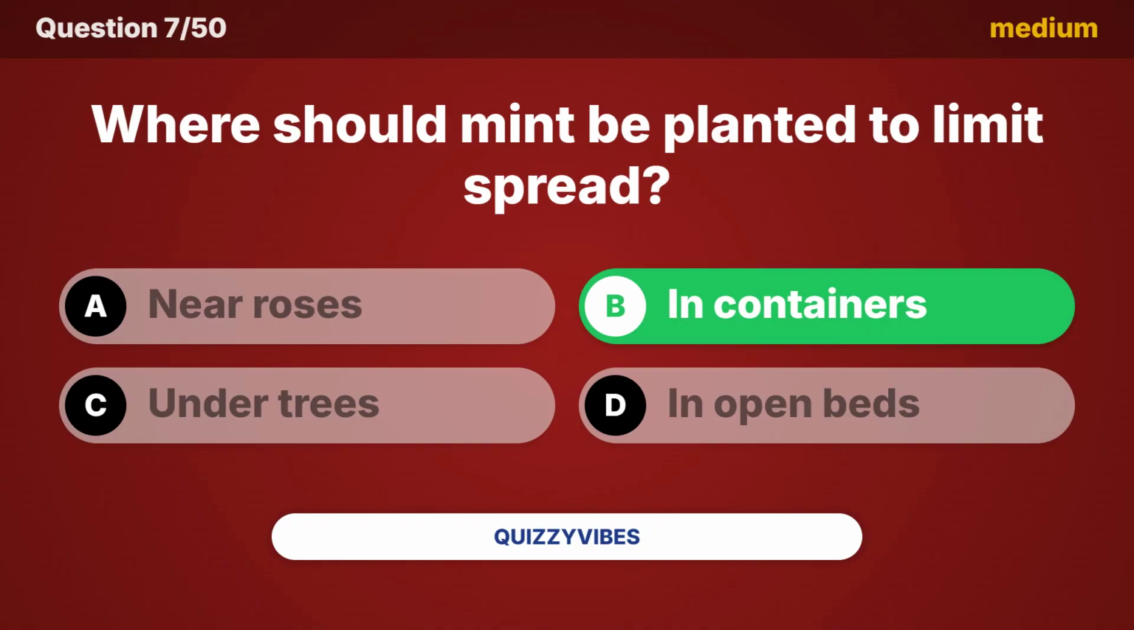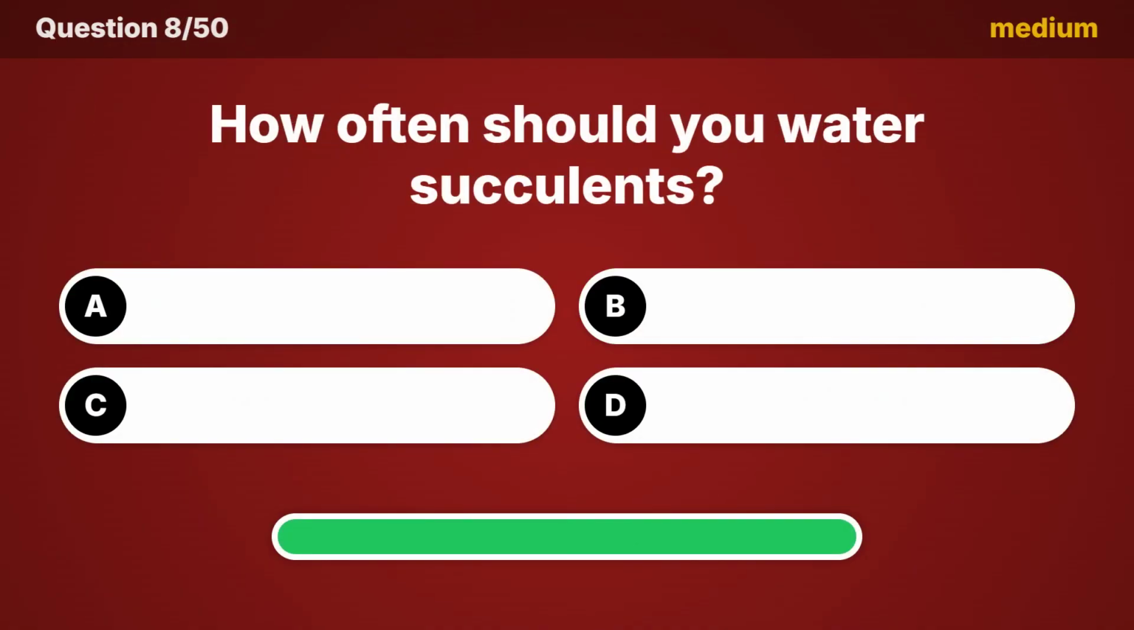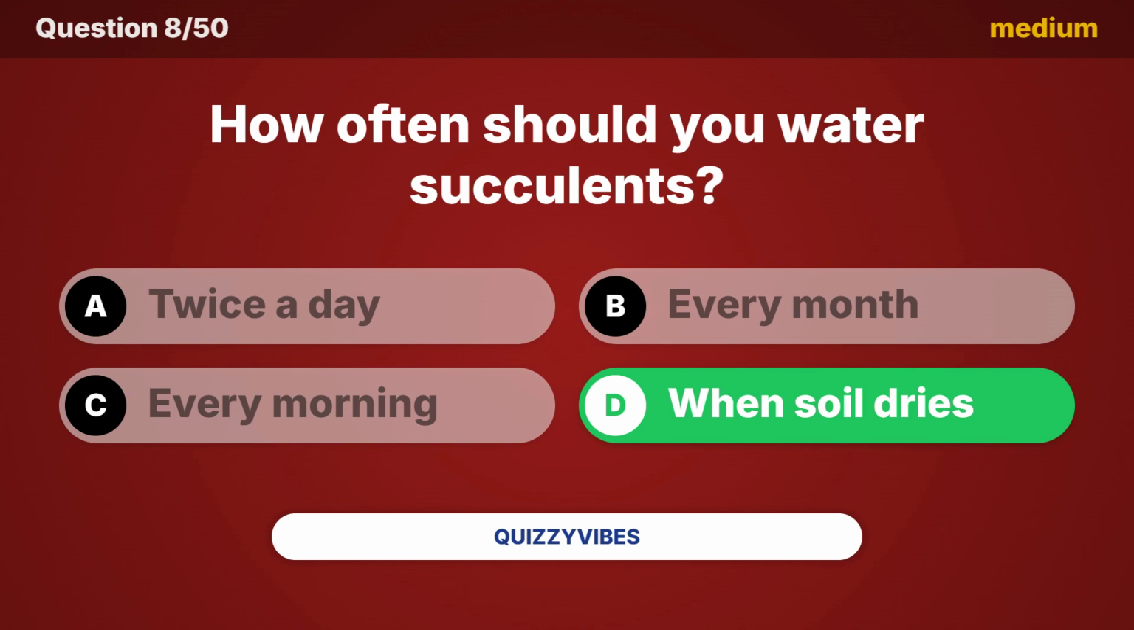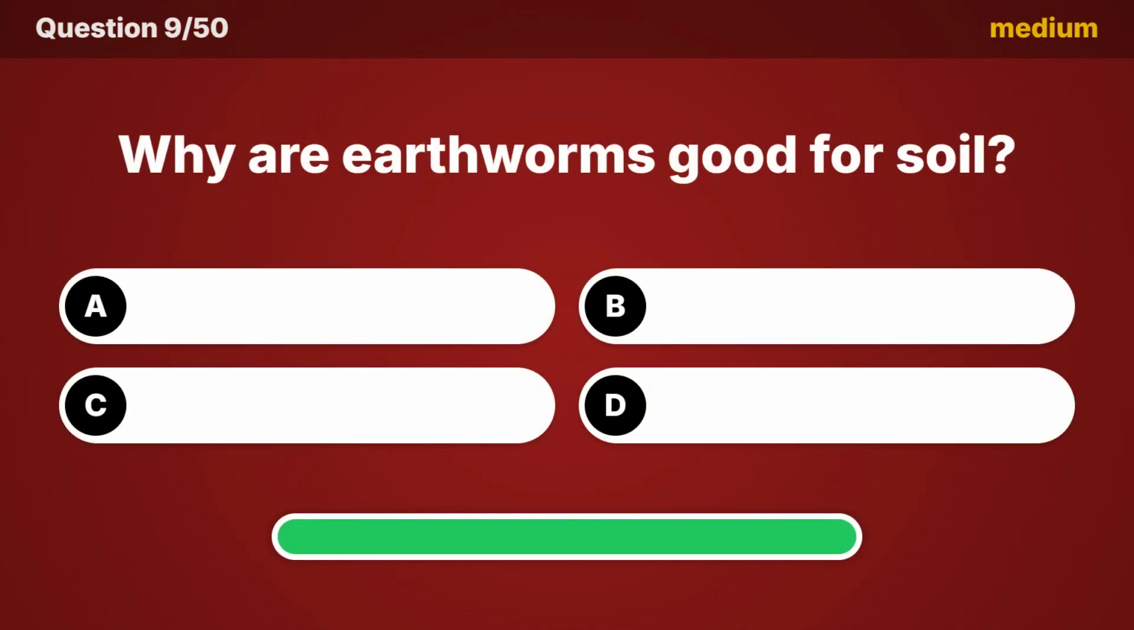Time's up, it's in containers. How often should you water succulents? Answer, when soil dries. Why are earthworms good for soil?